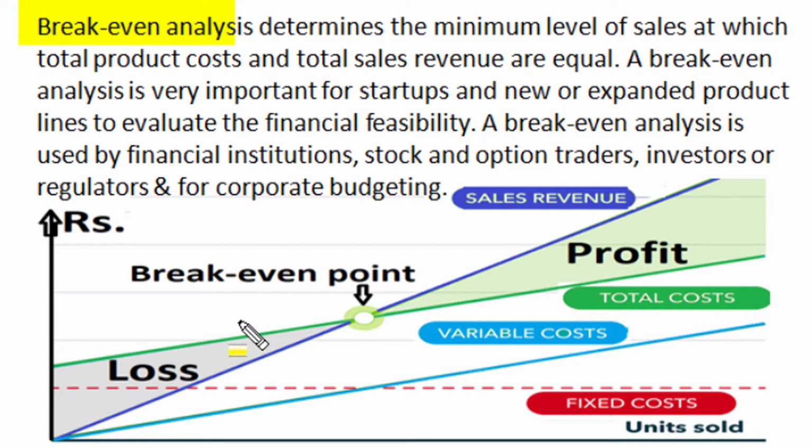Break-even analysis is used to determine the break-even point, the minimum level of sales at which the total production cost, shown by the green line, and total sales revenue, shown by the blue line, are equal. Such break-even analysis is very important for all startup activities, any new product launching, or when an existing firm expands its production line, to evaluate the financial feasibility of the project.